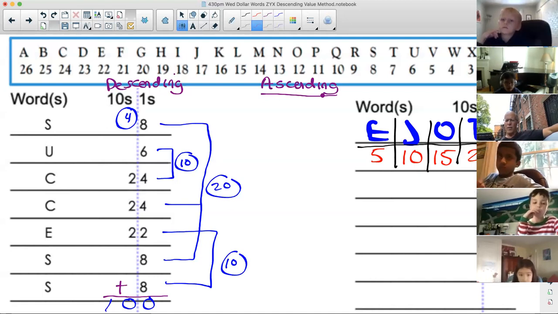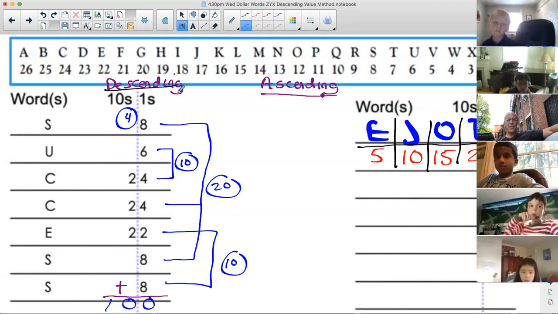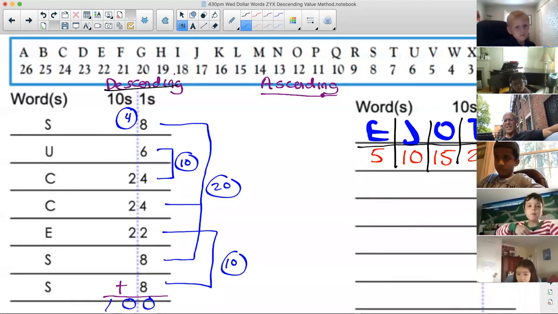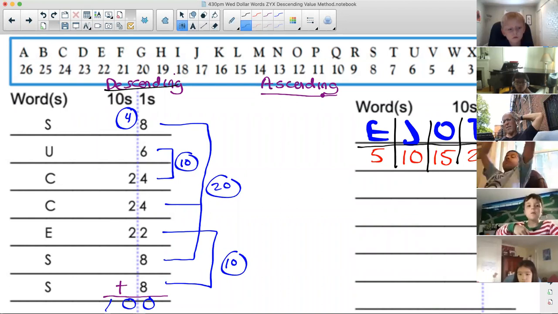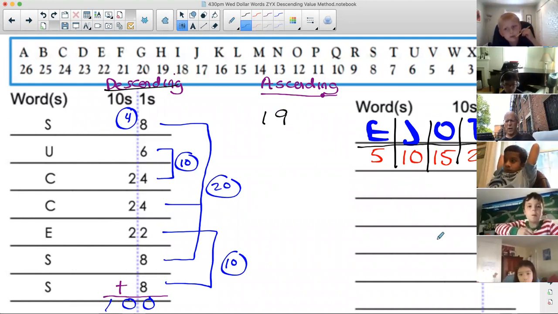Now, I'm going to call on everybody. Tell me the letters. So, Alexander, can you start with S, please, and give me the value of S in the ascending method? Eight. No, that's in the descending method. You have to look at S against the letter to which it is closest, and then subtract or add. Come on, S comes right before what? S comes right before T. And therefore it must be worth? 19. There you go.